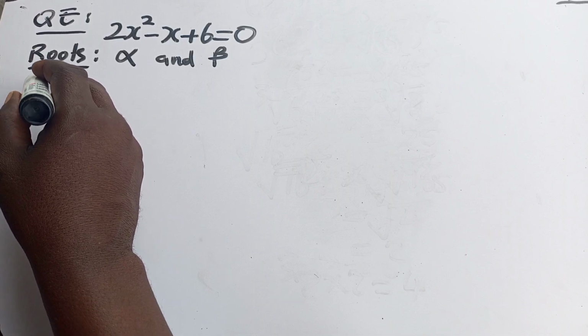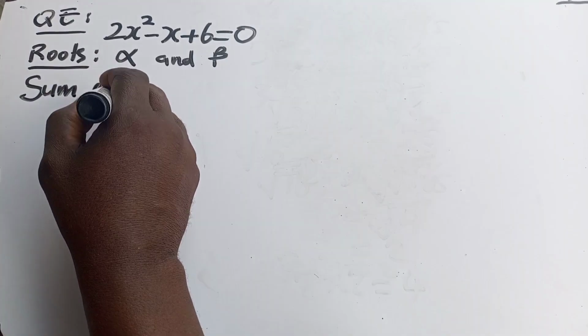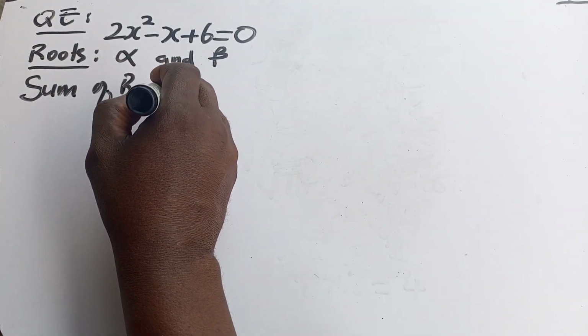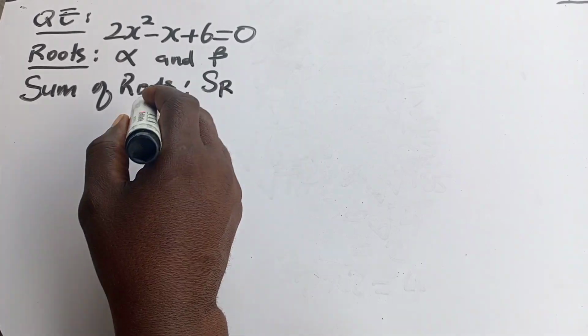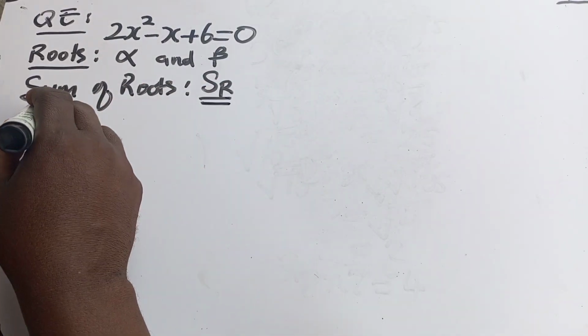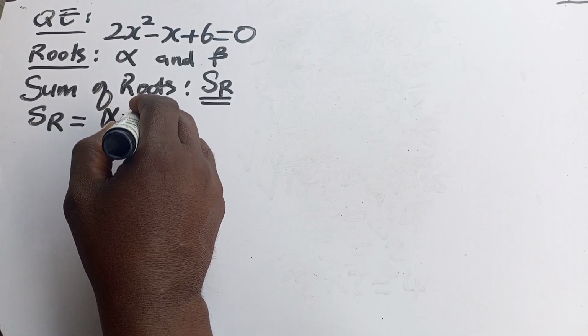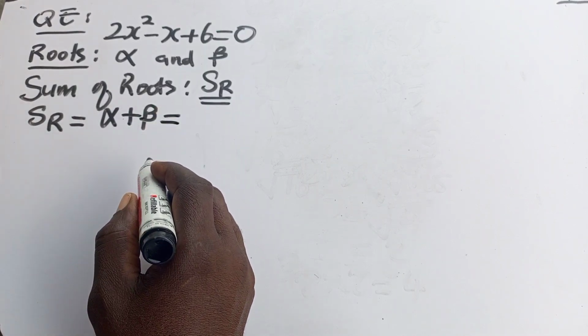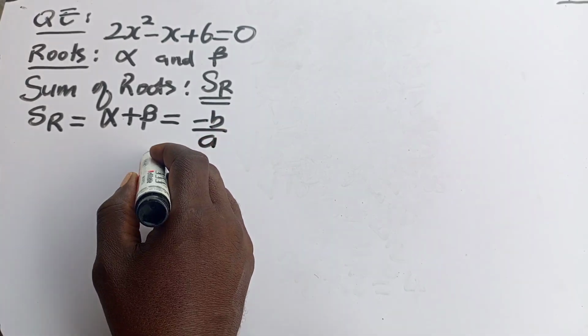any quadratic equation. The first thing, if we call the sum of roots SR, then we are saying SR is alpha plus beta. Now there is a formula for that. It is minus B all over A.